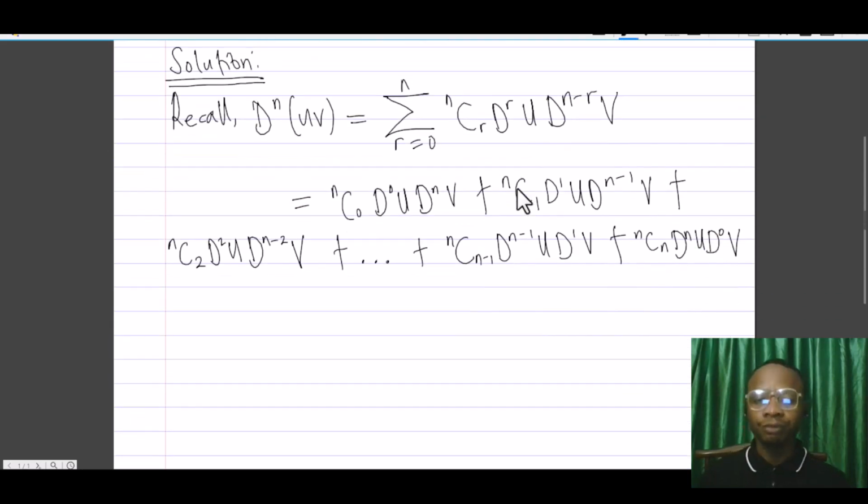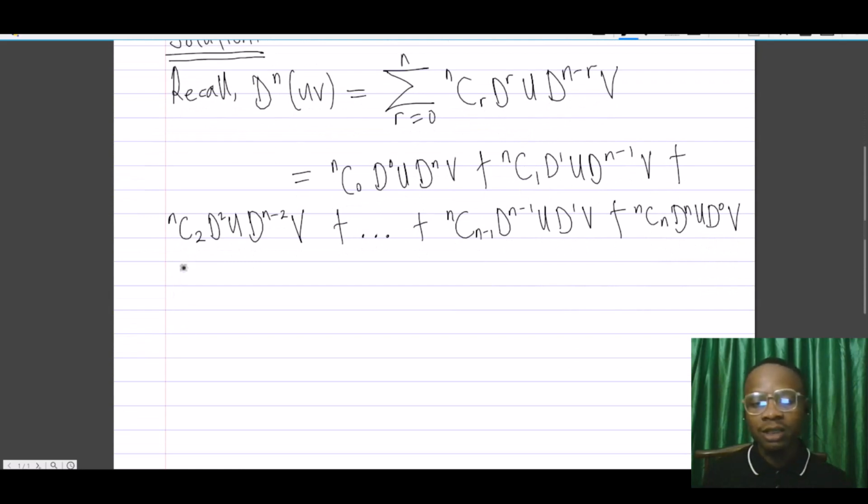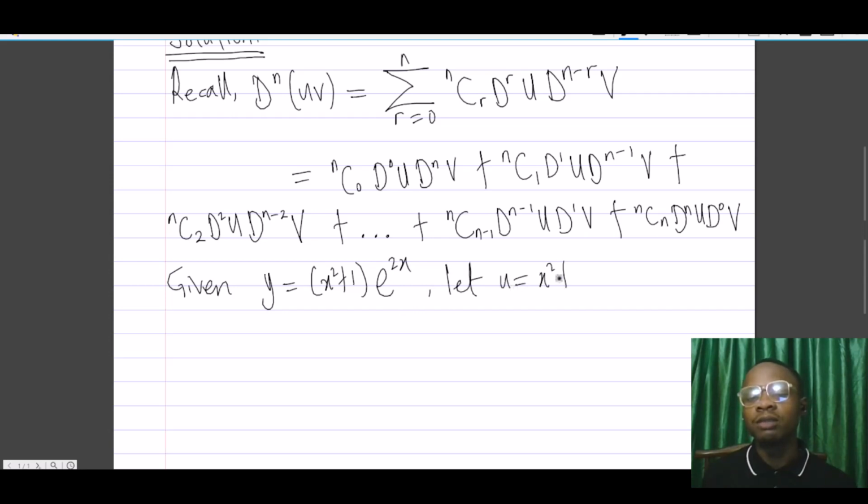Okay, so having that in mind, we say that given the function y equals (x squared plus 1) times e to the power of 2x, just looking at the function we're given now, let u be equal to x squared plus 1 and let v be equal to e to the power of 2x. So that means that our y is equal to uv, the product of these two.